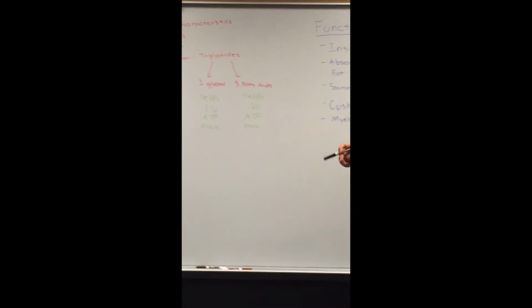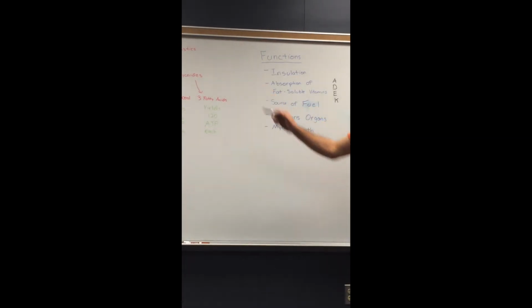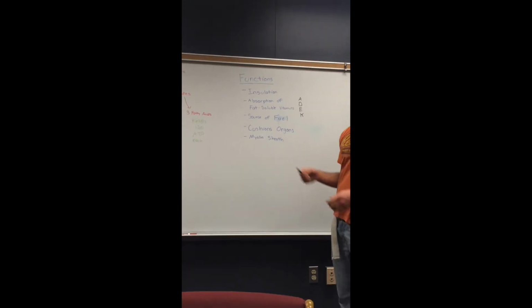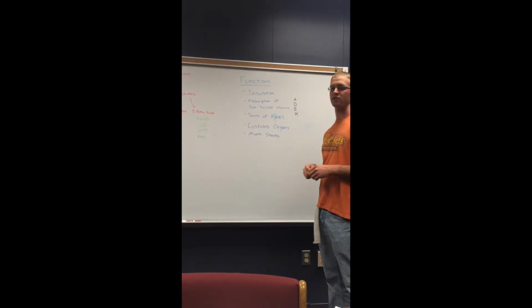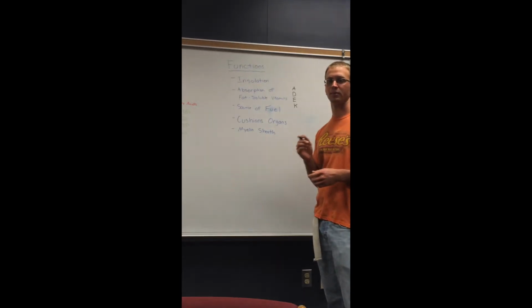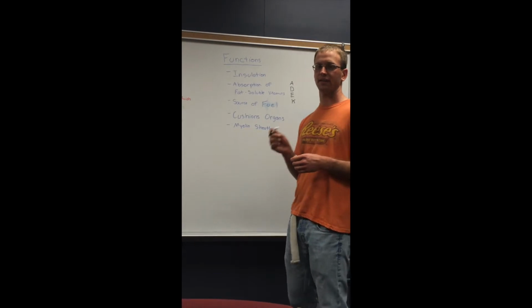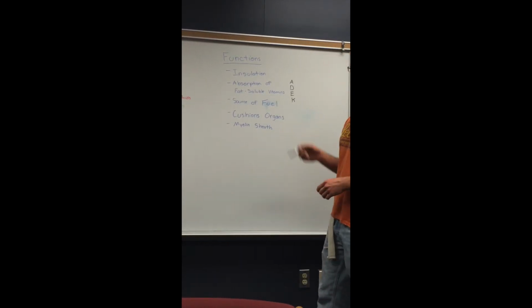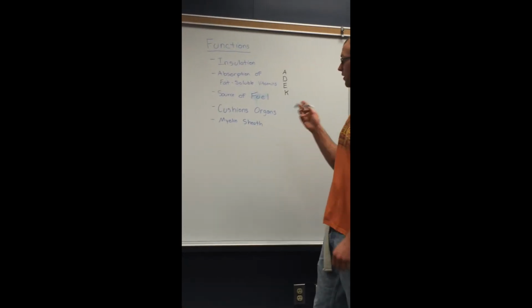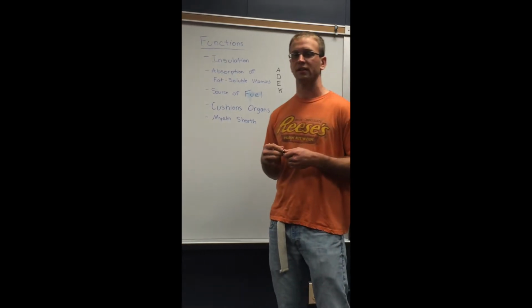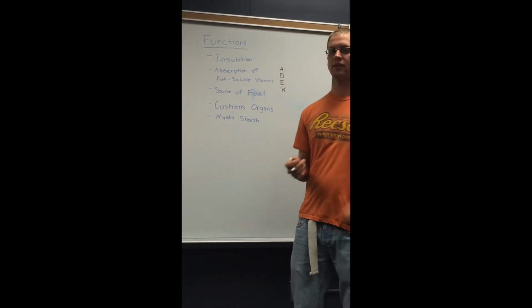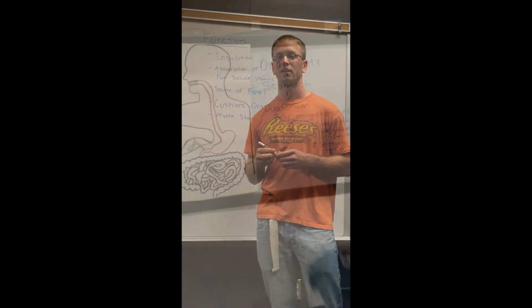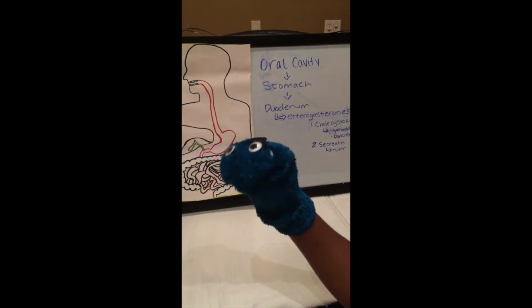Some of the basic functions of these triglycerides in the body are for insulation in the form of heat, absorption of fat-soluble vitamins such as vitamins A, D, E, and K, and also it's used as a source of fuel. Another function is that it cushions the organs on the inside and the myelin sheath in the brain and nervous system. Thank you, Daniel. I'll take it from here.